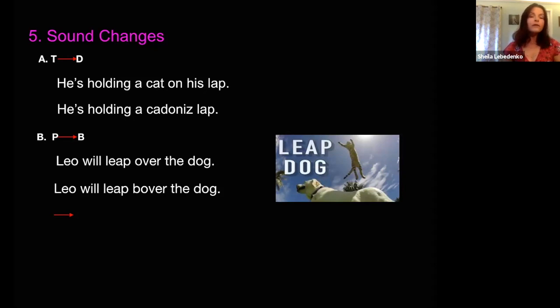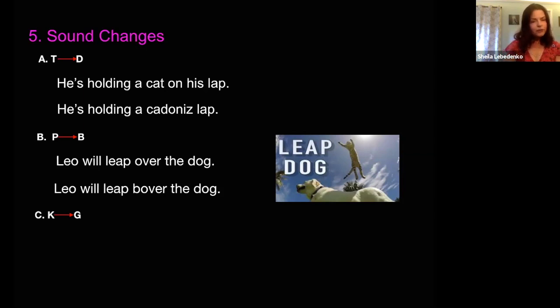So when you hold the P, leap, you kind of hold your breath, suck it in, leap. And when you release the air, you actually let out a B. Leo will leap over the dog, leap over, but not leap over or leap over. I've heard so many crazy variations, but just leap over. And you do that when the P comes before a vowel. So over starts with a vowel, so we're going to let out a B there. That's a sound change, which is just going to help with the rhythm.